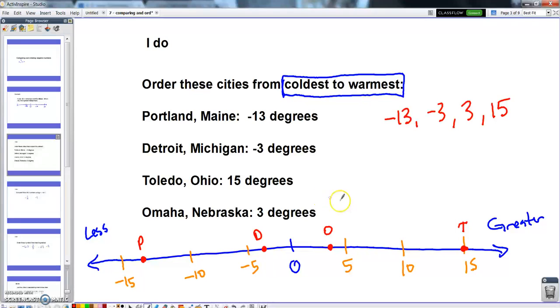It could be easy to make the mistake that negative 13 is greater than 3 because it's kind of a bigger number. And the number line helps make sure you remember, that's not really true because even though it's a bigger number, it's negative, so it's farther to the left. It's actually the coldest. The most negative makes it the coldest. So in situations like that, I feel like those are pretty easy.